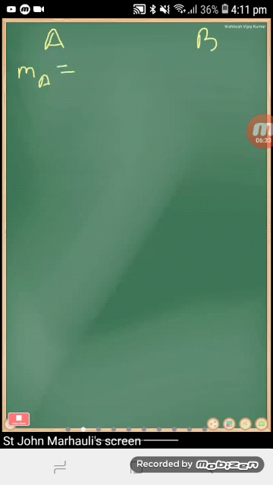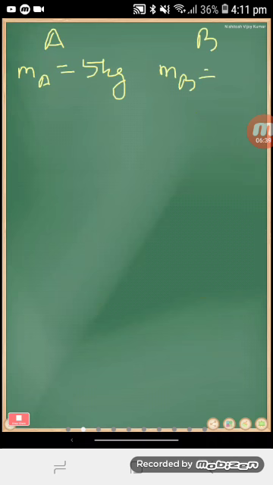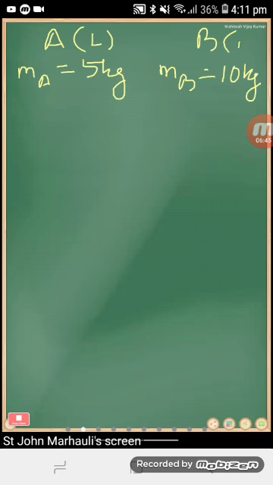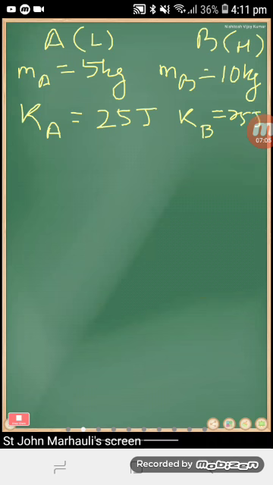So here again, we are going to take two bodies, A and B. Let MA be equal to 5 kg and MB equal to 10 kg. So A is a lighter body and B is the heavier body. Let the kinetic energy for both of them be equal to 25 joules. So KA is equal to 25 joules and KB is also equal to 25 joules.